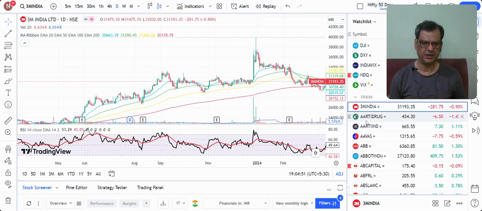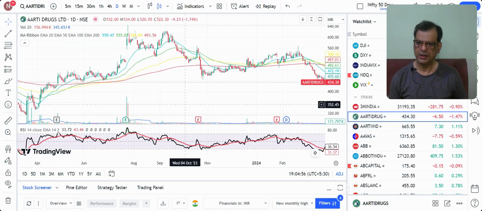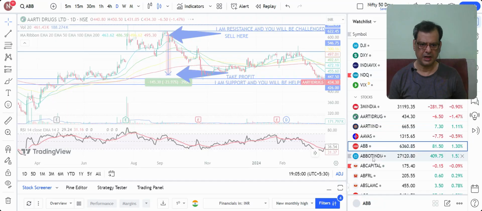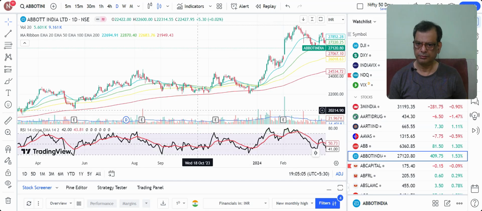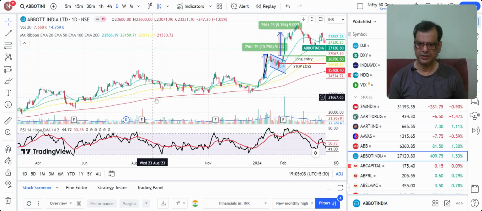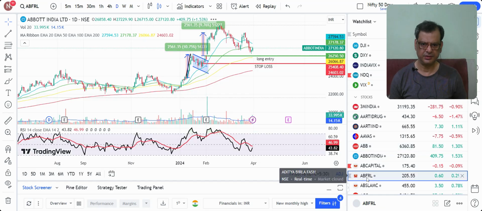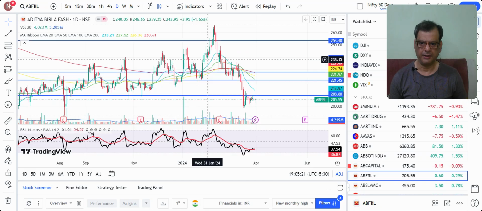So let's look at another chart. Now, let's look at Abbott India. Price is coming down, RSI is coming down. Let's look for some divergences. RSI divergence basically means that the price is going up, but the RSI is not going up at that level.